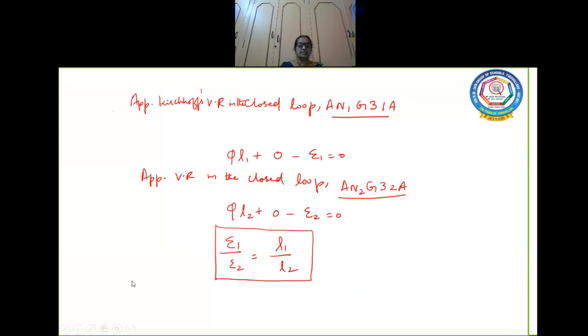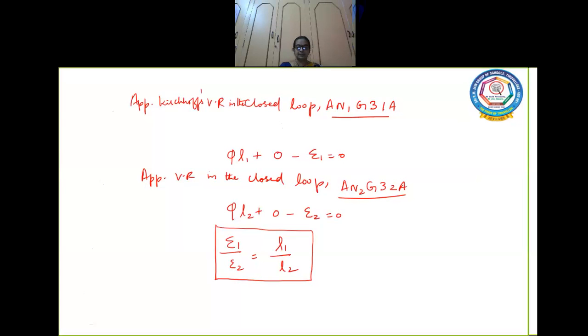Psi 1 is the potential difference of the first cell, psi 2 the potential difference of the second cell, which is directly proportional to the balancing length of the potentiometer wire. So see, psi 1 by psi 2 equal to L1 by L2. So using this mechanism, you can compare the EMF of two cells by determining the balancing length in the potentiometer.